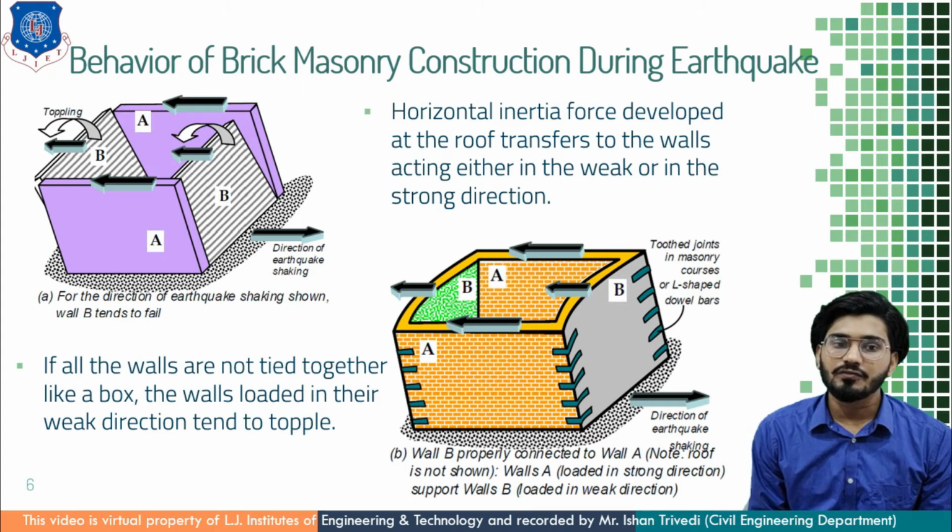If all the walls are not tied together rigidly like a box, you can see here the strong wall is tied with the weak wall, so there is support of the wall through interlocking in the placing of the brick masonry wall. If these walls are not tied like a box, you can see here the wall A and B, like the weak wall and strong wall, are shown tied together. If this does not happen, or we are not providing certain treatment to the masonry wall, then it tends to topple down in the opposite direction of the earthquake forces.